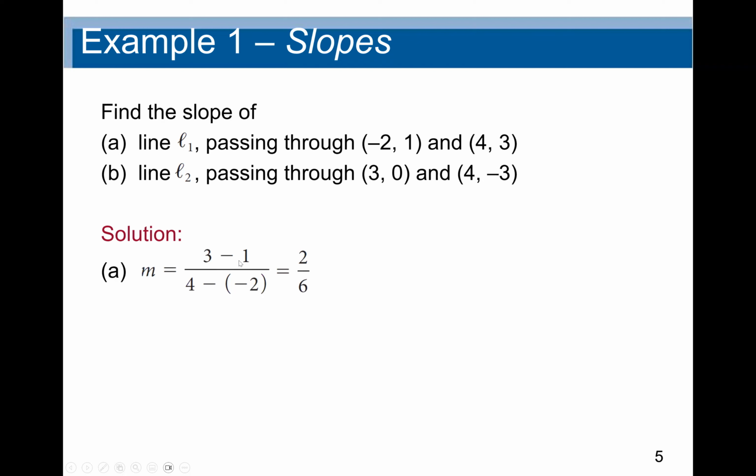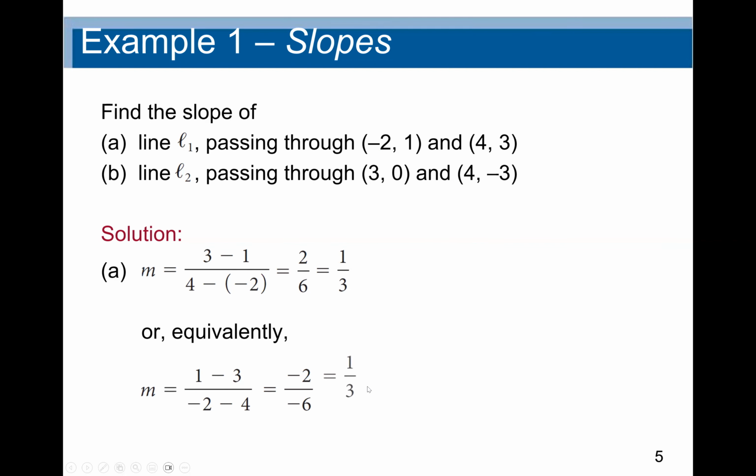So here the difference of 3 and 1 will give us 2. 4 minus a negative will be positive, so here we get 4 plus 2, which will give us 6. So our slope will be 1/3. That is equivalent to 1 minus 3, which means we are saying y1 minus y2 over x1 minus x2, and also -2 minus 4. So that will give us -2 over -6, and that will give us positive 1/3, because negative divided by negative will give us positive.